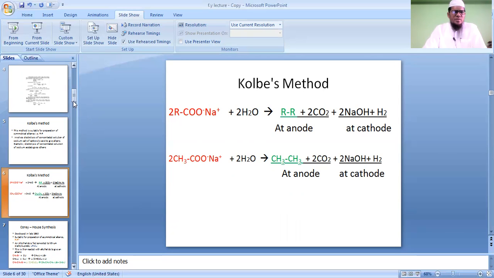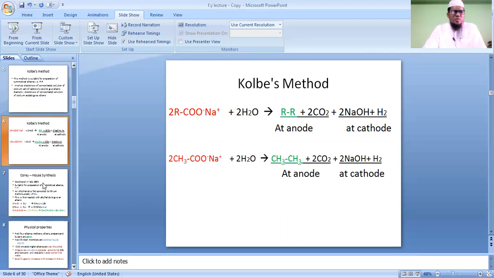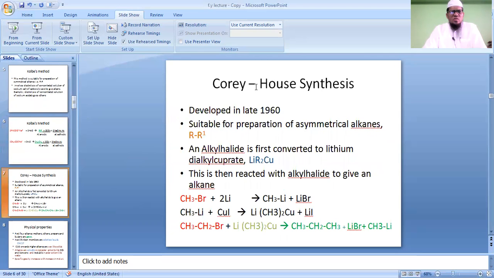Now come to the next method. The next method is Corey-House synthesis. This method was developed in the late 1960s. It is specially used for the preparation of those alkanes which are asymmetrical in nature. Asymmetrical structure means where the two alkyl groups are different, R and R dash. Or asymmetric alkanes are the alkanes containing an odd number of carbon atoms. For example, the example given here is that of propane.